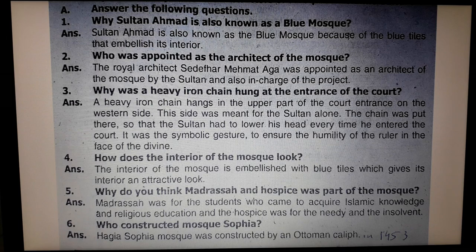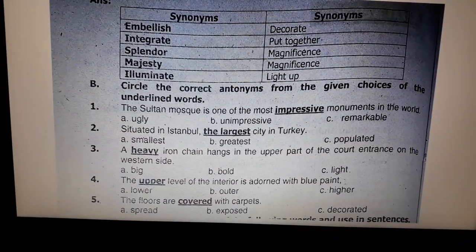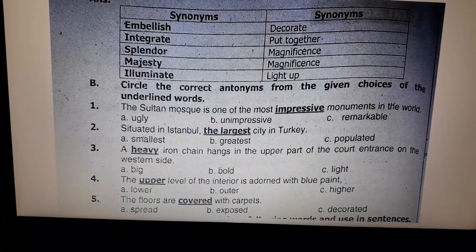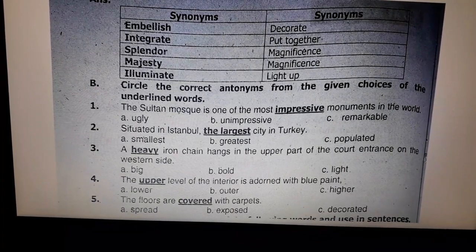Number 6. Who constructed Hagia Sophia Mosque? Hagia Sophia Mosque was constructed by an Ottoman Caliph. Then we have word synonyms. After this, there is exercise B.